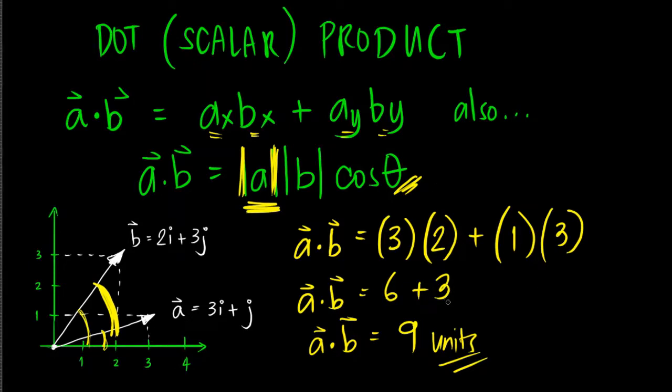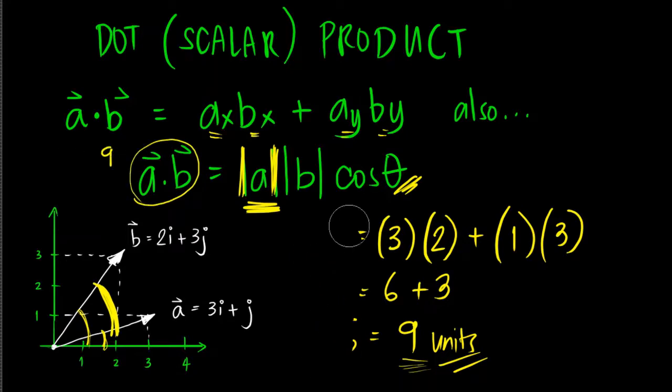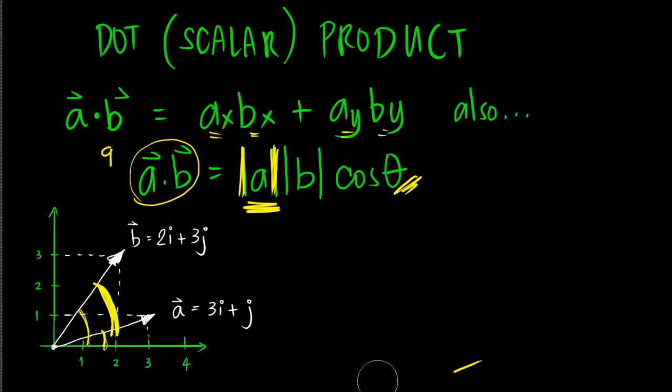Okay? So, guys, you have to take note of the answer from earlier, 9 units. That is A dot B, which is 9. Let's fill in all the values. A dot B, which we just computed, is 9, equals the magnitude of A times the magnitude of B times cosine theta. What is the magnitude of A? As you can remember, the magnitude of A is the square root of the components squared, 3 squared plus 1 squared.